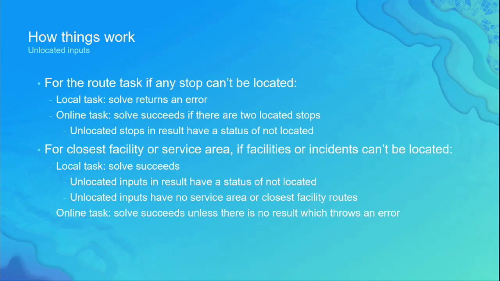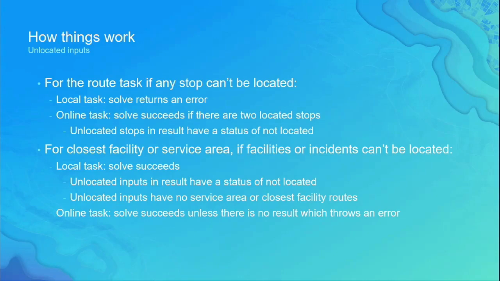Unlocated inputs. For the route task, if you have stops that cannot be located, you will get an error. The task will fail, and in the messages, you will find out which stop was not located, or which multiple stops were not located. We work pretty hard to locate them, so that should be an error that you encounter pretty infrequently, unless for some reason, as I said, you got the spatial reference wrong, or you have a clipped network and you're just taking things from way too far away.